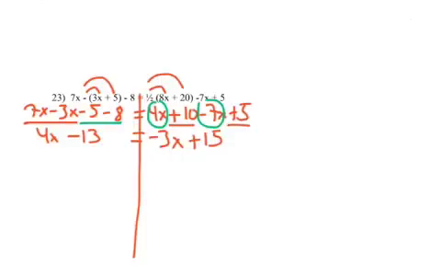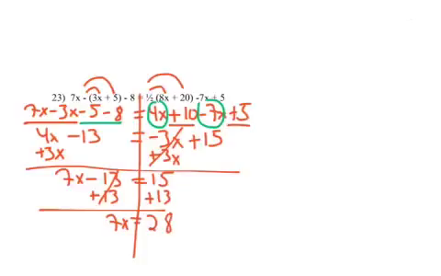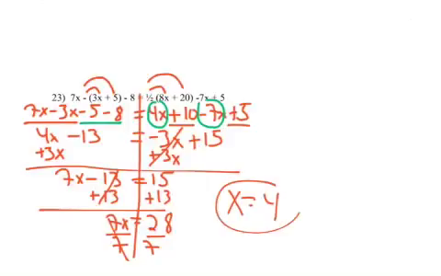So I have variables on both sides. Negative 3 is smaller than positive 4, so I'm going to add 3x to both sides so I can cancel out. This would give me 7x minus 13 equals 15. I would add 13 to both sides, which would give me 7x equals 28, and then I would divide both sides by 7. In this case, x would equal 4.